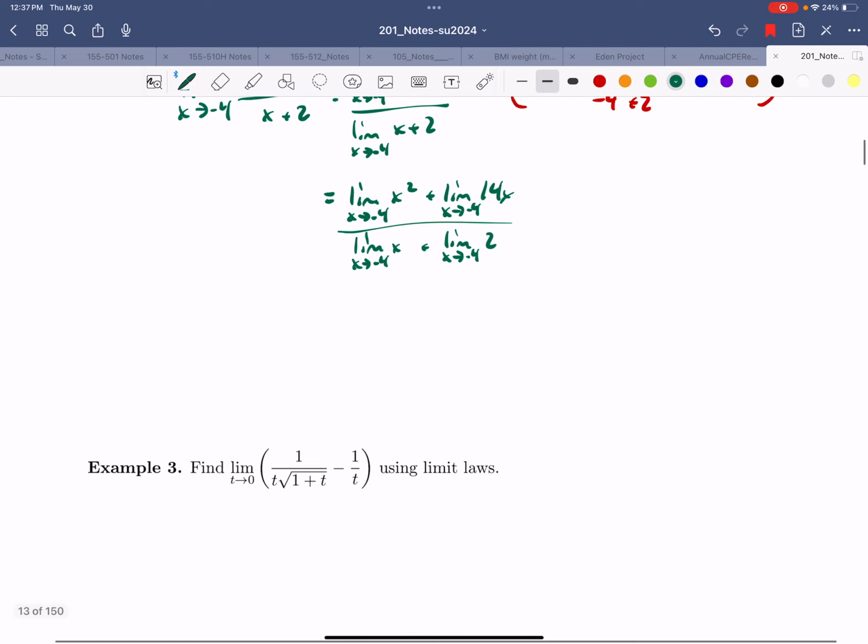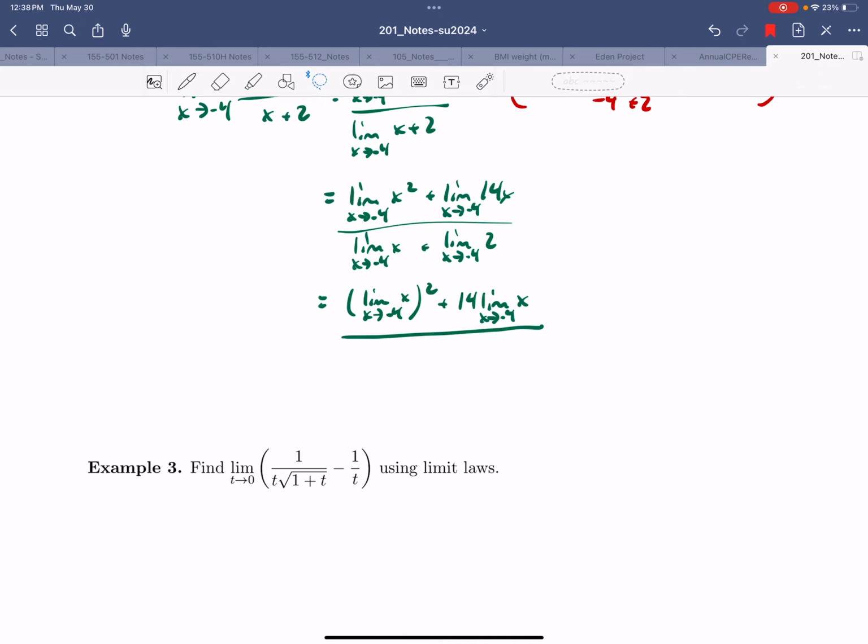And we can do it even a little bit more, right? We can say, well, x squared is really x times x, and 14x is really 14 times x, so we can use properties 4 and 3 to say this. Right, because it's the limit of x times the limit of x. And we can pull that 14 right out. Oh, that's negative 4, I guess. And then we're going to keep the bottom the same, so I'm actually just going to copy and paste this right there. Perfect.